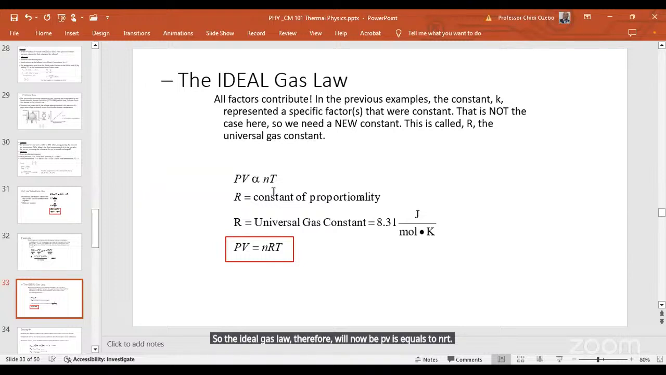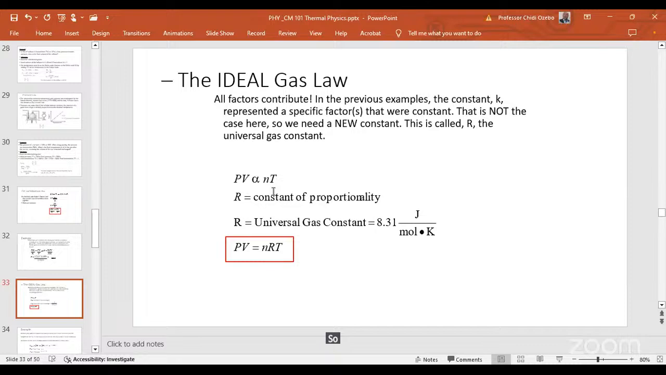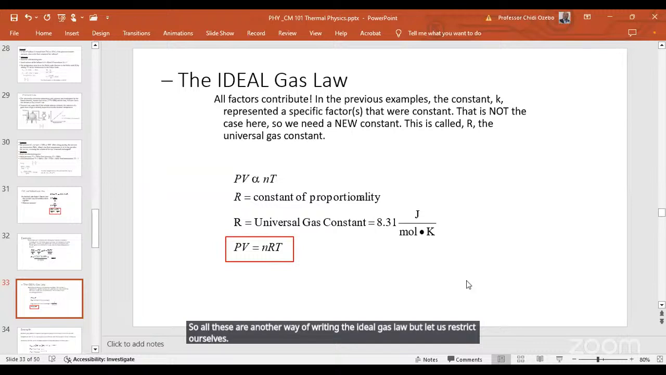nRT, where small n is the number of moles, capital R is the universal gas constant, and T is the temperature. P already you know is the pressure, and V is the volume. So that's the ideal gas law. There are many versions of this. You can also have NkT. In that situation, you are bringing in the Boltzmann constant and the Avogadro's number. So all these are another way of writing the ideal gas law. But here, let us restrict ourselves to PV is nRT.